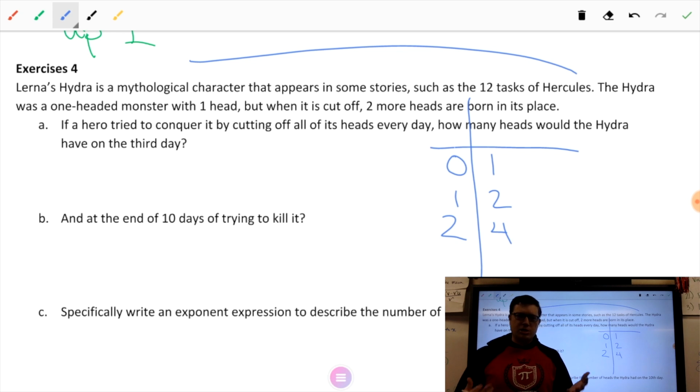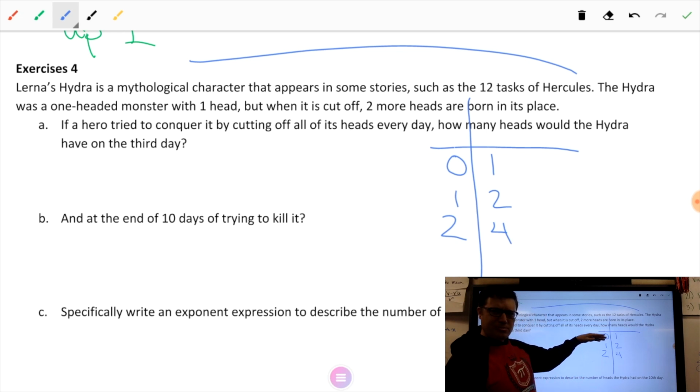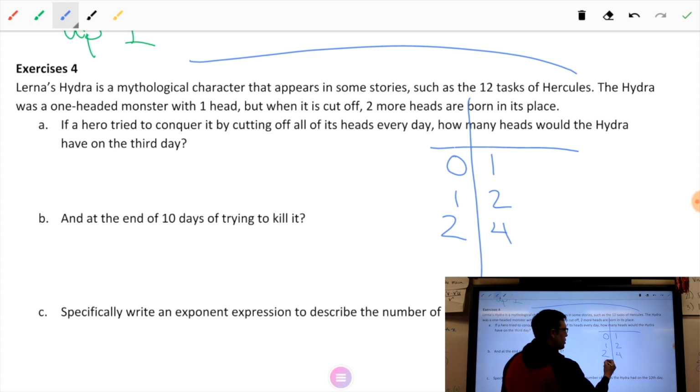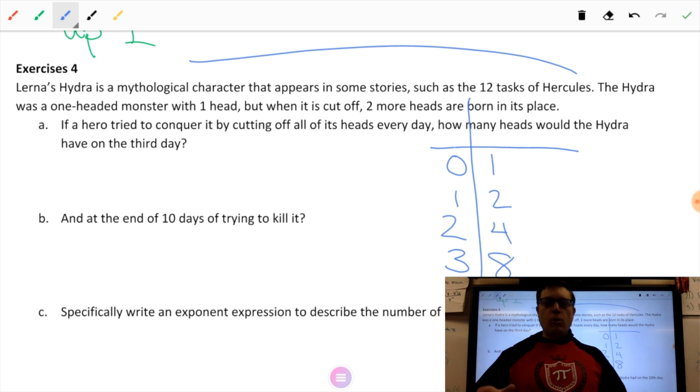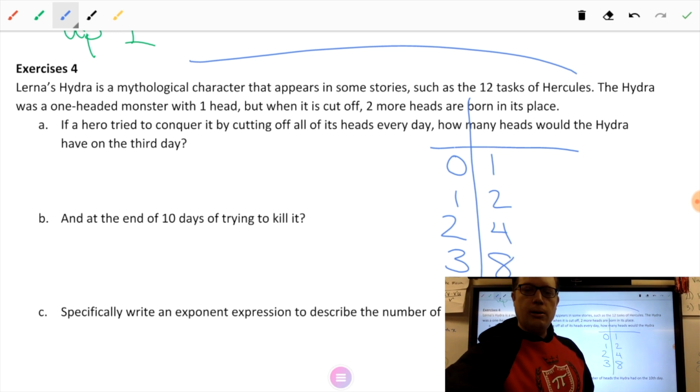I thought it was important to actually go back and consider the zero, like before anything happened. Like an initial value, there was only one head on the Hydra. Three sword swings. Chop. That was too many chops. You have 8.